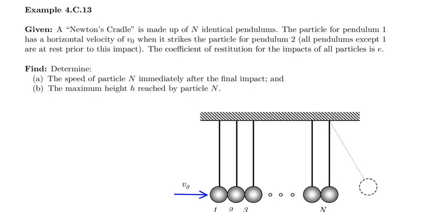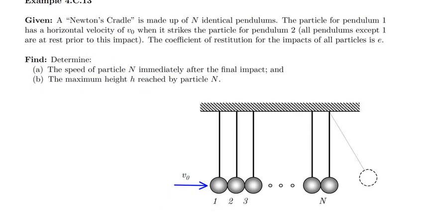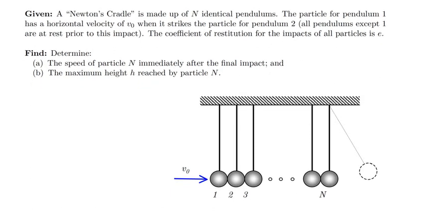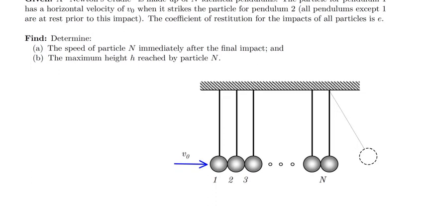Okay, so in this example we're going to consider a system often referred to as Newton's cradle, which is a system of n pendulums which are hanging from a common support. And in this case we're told that the particle for pendulum 1 is given an initial horizontal velocity v0, after which it subsequently strikes particle 2, which then sequentially strikes particle 3, which sequentially strikes particle 4, etc.